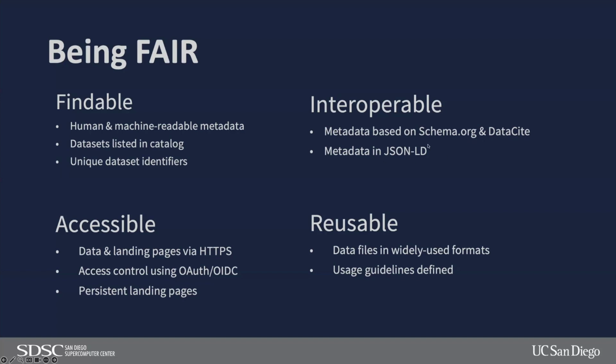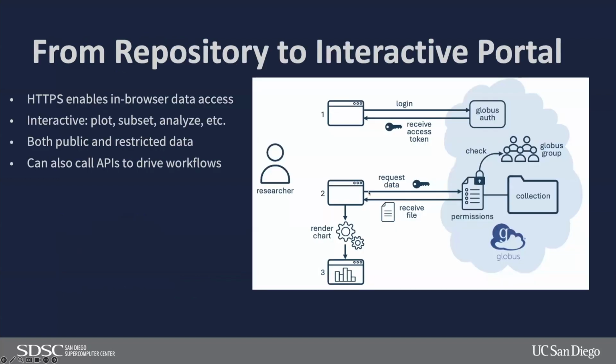And the machine readable data is in JSON-LD. It's in a commonly used format that Google Dataset Search leverages. And then this is kind of up to the project, but we encourage you to use widely used formats. Like our example uses FITS, a widely used astronomy format, and usage guidelines and licenses are also defined.